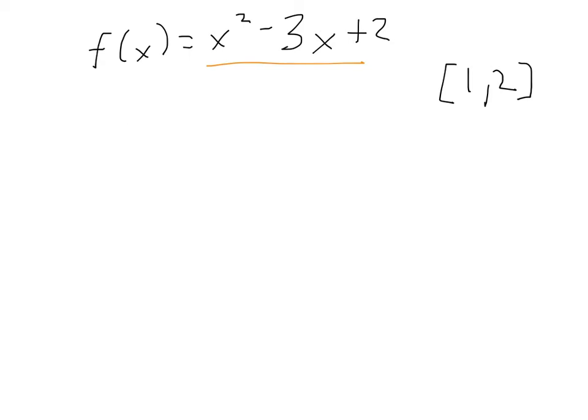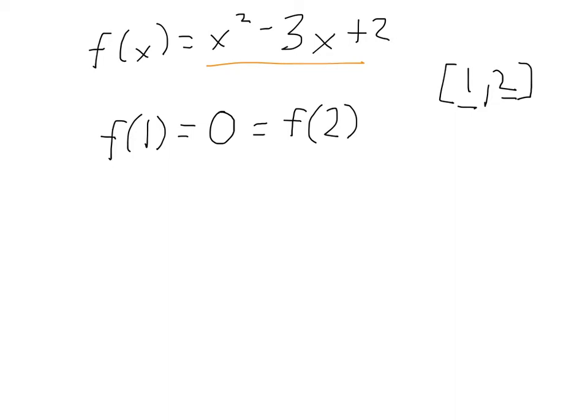Rolle's theorem itself says, well, f of a has to equal f of b. Plugging 1 into the function, we get 0. Plugging 2 into the function, we also get 0. So f of 1 does equal f of 2. And since the function is continuous and differentiable, it will satisfy Rolle's theorem.